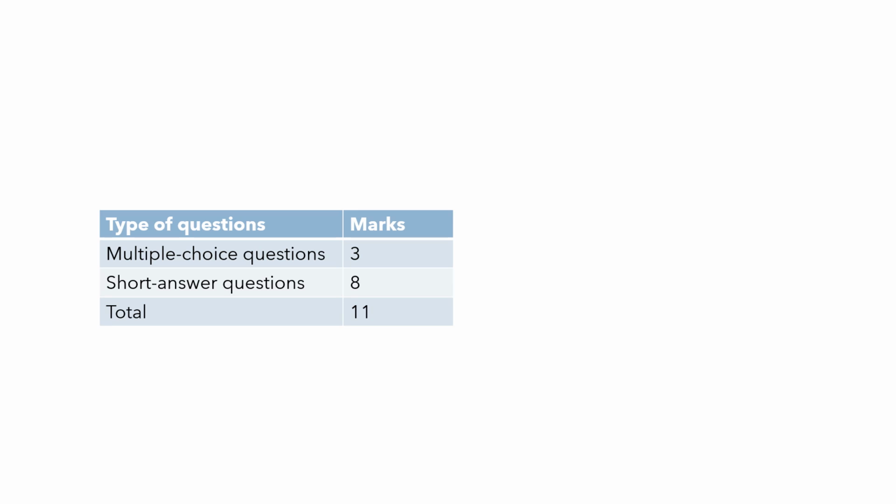In volumetric and chromatographic analysis, 3 multiple-choice questions are worth 3 marks, and 1 short answer question is worth 8 marks. The overall score for this section is 11 marks. With a total possible score of 120 points, the percentage for this section is 9.1% of the total score.